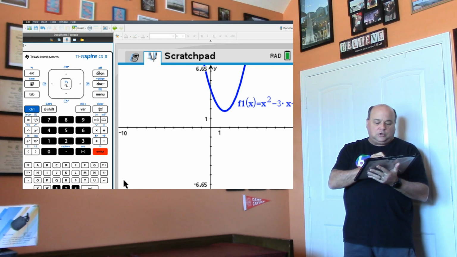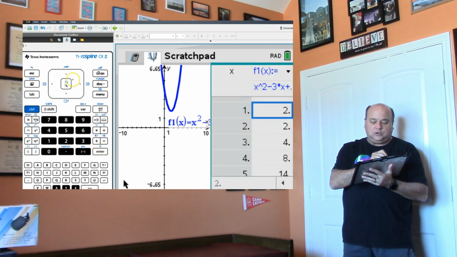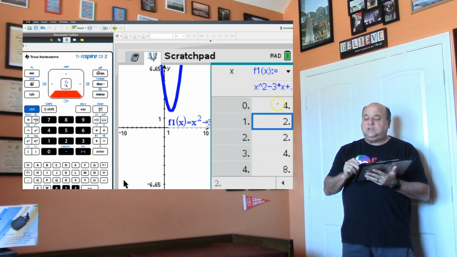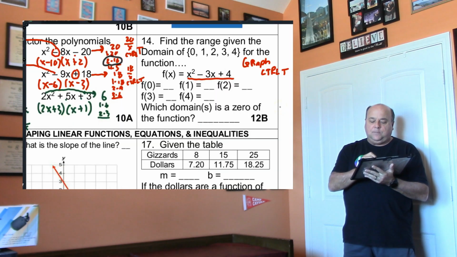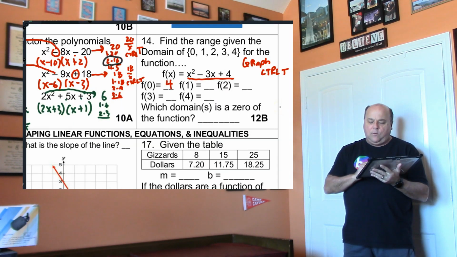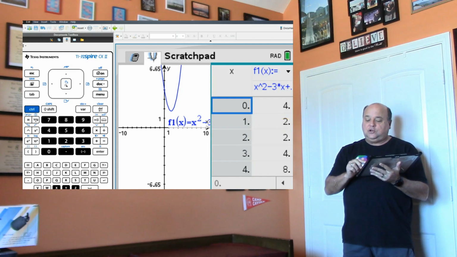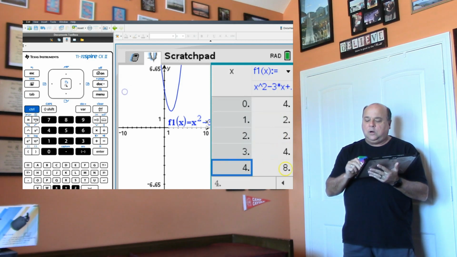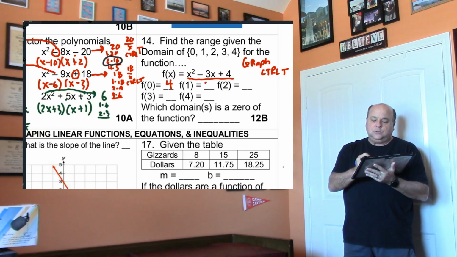Okay, so let's hit Control T. And then I got my Control T. I'm going to go up 1. Do you see the numbers on the right? Those are our answers. So if I input 0, my answer is 4. So I'm going to go to the paper and write input of 0 equals 4. And then go back here, and input of 1 is 2. It's going to be 2, and then 4, and then 8. So 2, 2, 4, and 8.